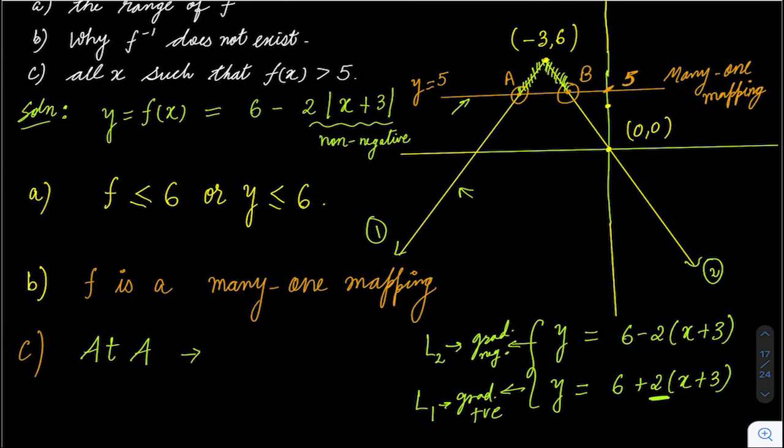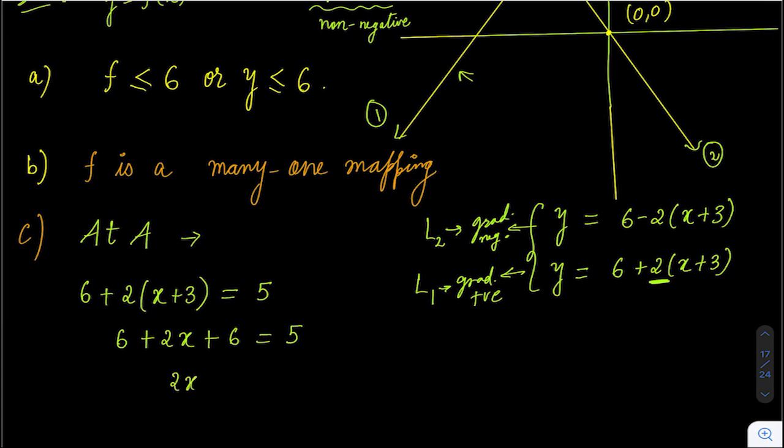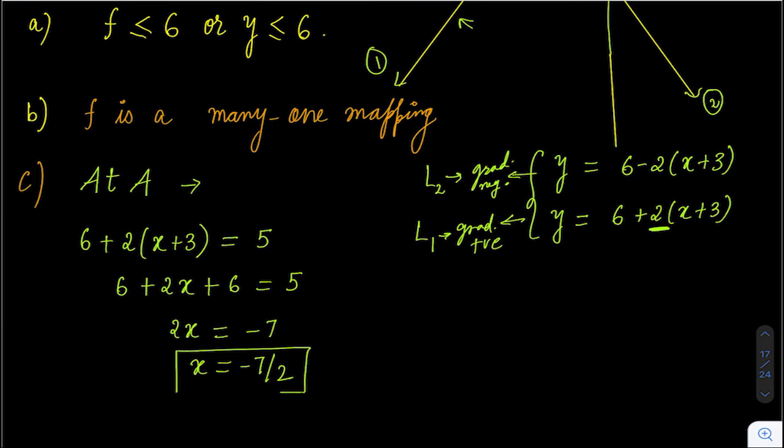Okay, so at A we have line 1 and y equals 5. So line 1 is 6 plus 2 times x plus 3 equals 5. Let's solve this. This is nothing but 6 plus 2x plus 6 equals 5. So I am getting 2x equals minus 7, so x is minus 7 over 2. So this is my x value at A.